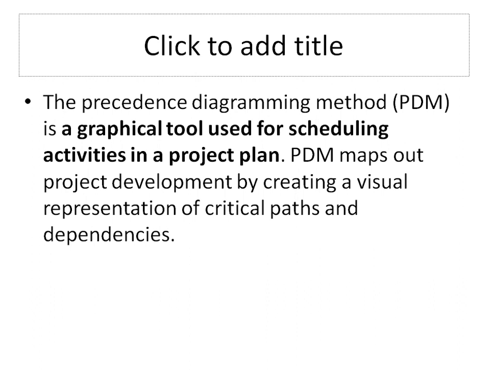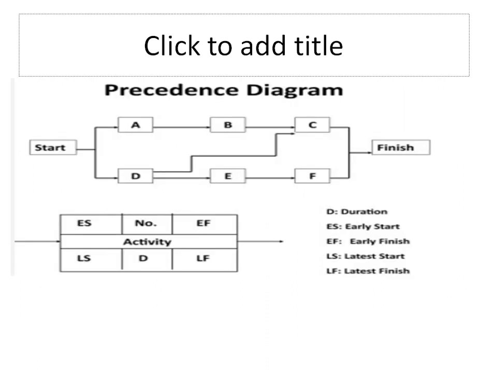This is the arrow diagram. The precedence diagram method is a graphical technique used for scheduling activities in the project plan. The PDM maps out the project development by creating a visual representation of the critical paths and dependencies. The precedence diagram has a starting point and a finishing point. Here you have activities A, B, C, D, each with early start, duration, early finish, latest start and latest finish.